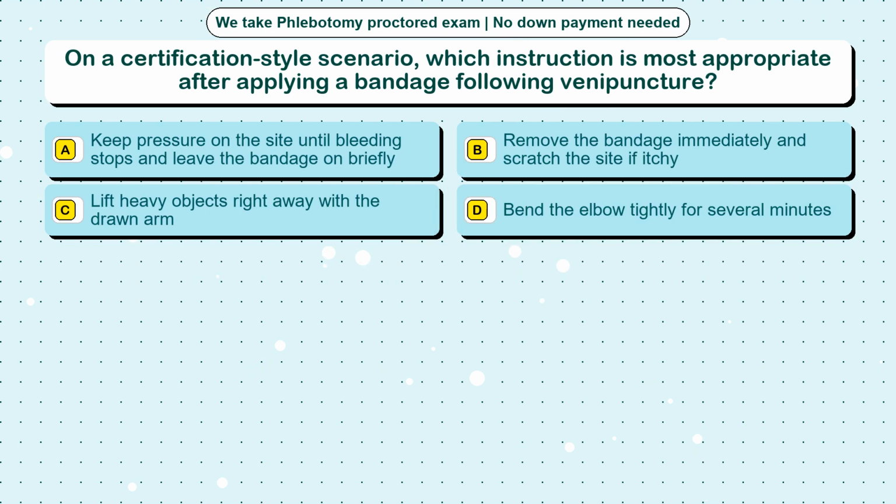Question 43. On a certification-style scenario, which instruction is most appropriate after applying a bandage following venipuncture? Option A. Keep pressure on the site until bleeding stops and leave the bandage on briefly. Option B. Remove the bandage immediately and scratch the site if itchy. Option C. Lift heavy objects right away with the drawn arm. Option D. Bend the elbow tightly for several minutes.